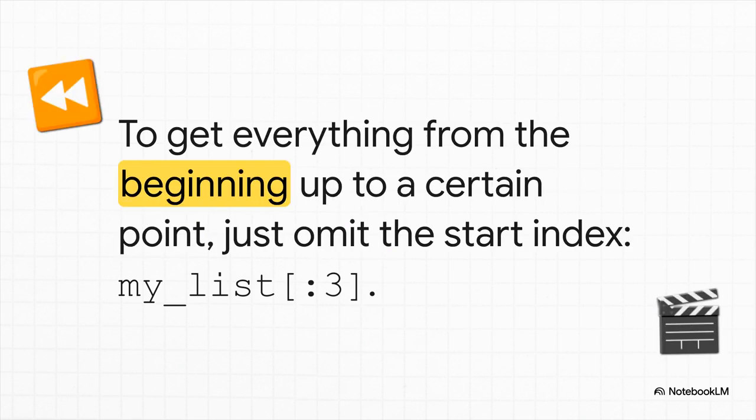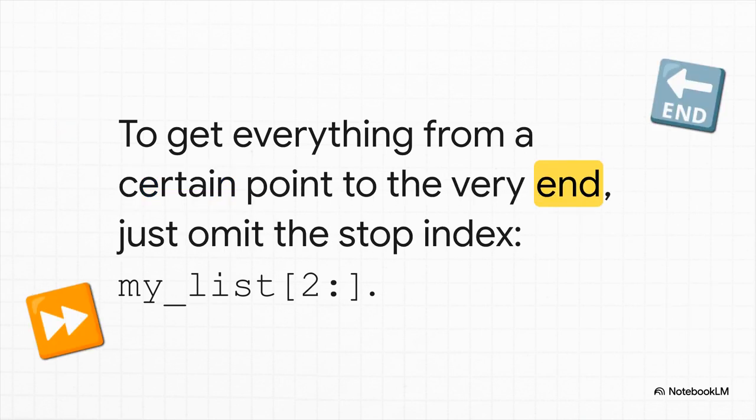And this is where it gets really elegant. If you want to start from the very beginning of the list, you can just leave the start number out completely. [:3] just means give me everything from the start up to index 3. And the same exact logic works for the end. Just leave the stop number blank. [2:] means start at index 2 and just go all the way to the very end of the list.